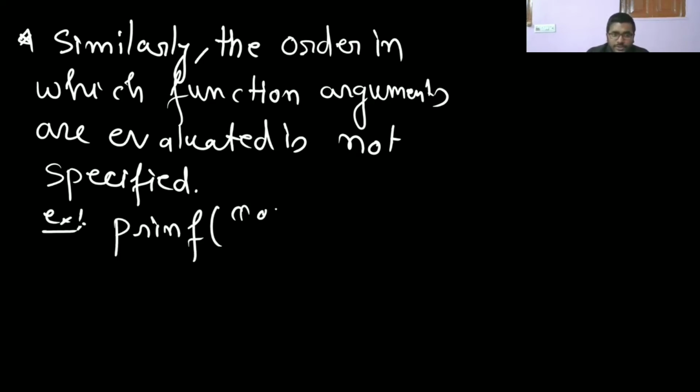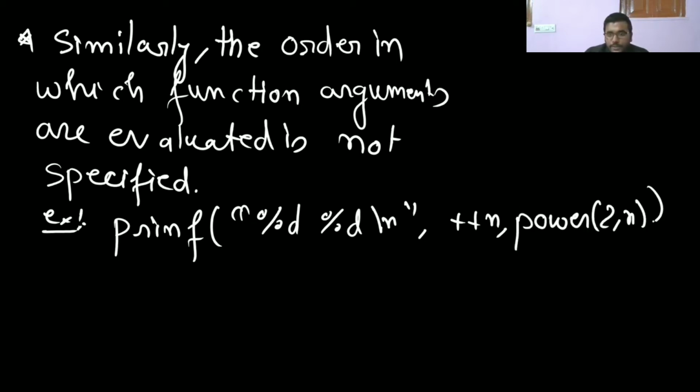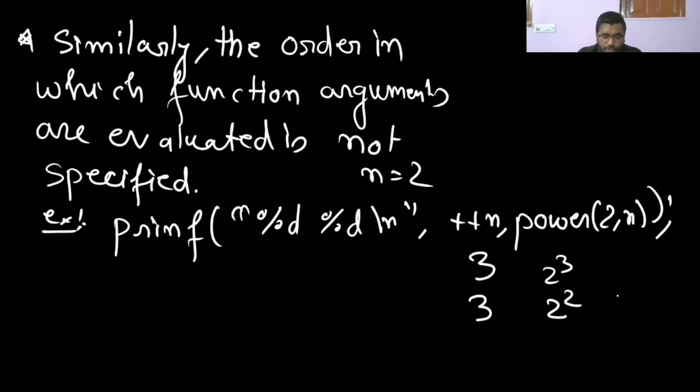Now if we write ++n and then 2, n, all of this is compiler dependent, and you don't know the output. If the increment executes first, and n is 2, it becomes 3, and then 2 to the power 3 happens. But if the power is performed first, then it will be 2 to the power 2, and then n becomes 3.